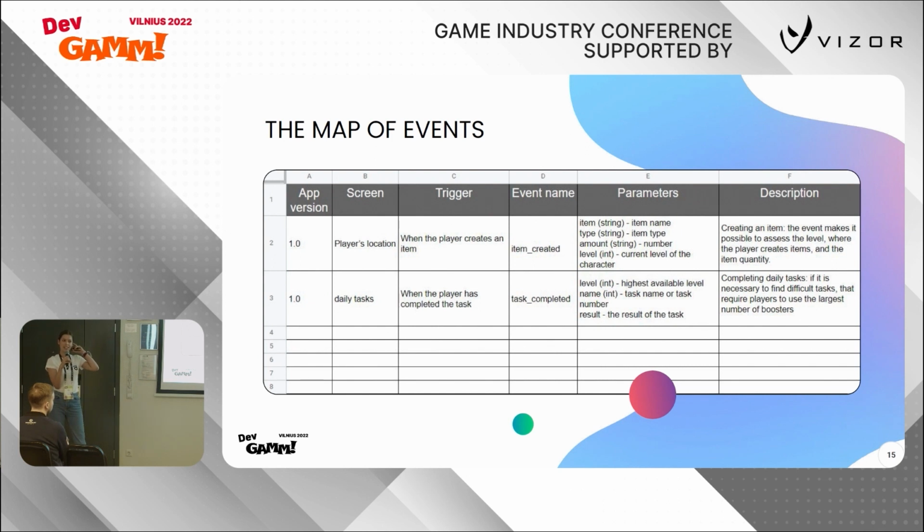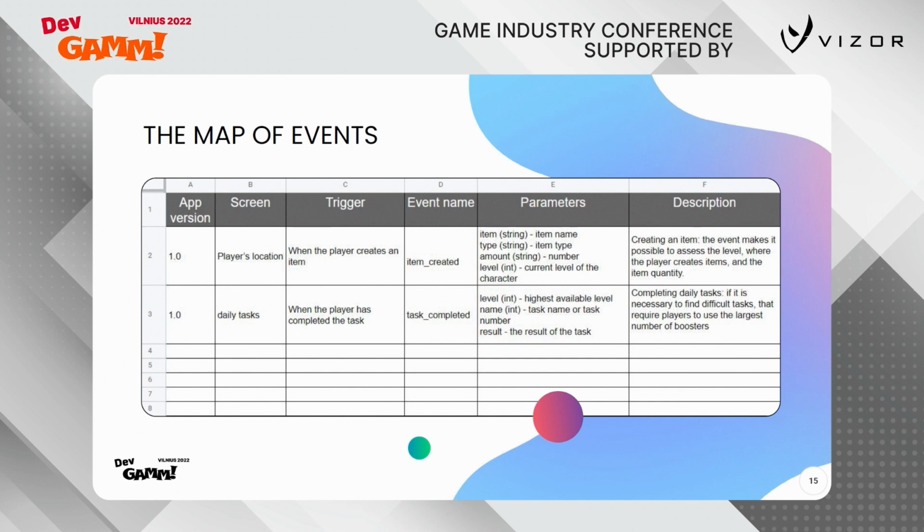And many developers ask me how to create a map of events, how should it look? Actually, a standard Excel file can work perfectly for this purpose. So just make sure it contains the app version, the screen on which the action takes place, the trigger, the condition according to which the event is sent, the event name, and parameters, of course, because we've discussed how important it is to have parameters. And feel free to make a photo of this, because this can be useful if you're preparing to make a scheme of events.